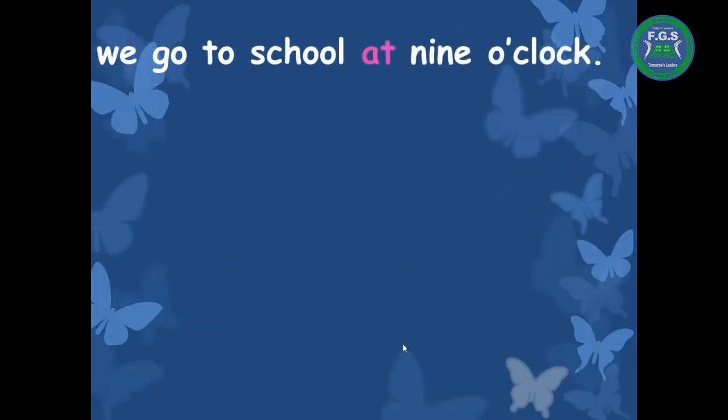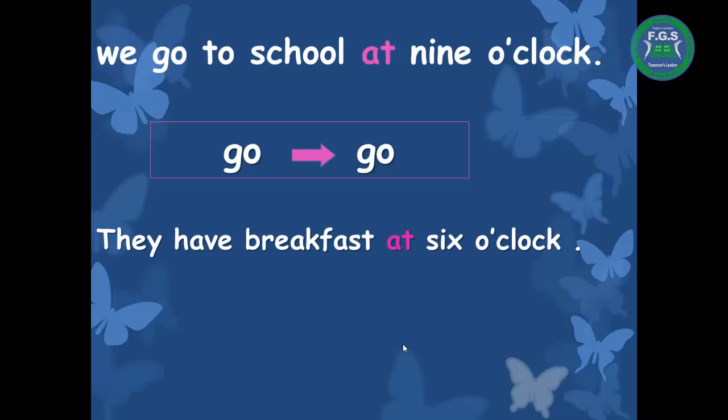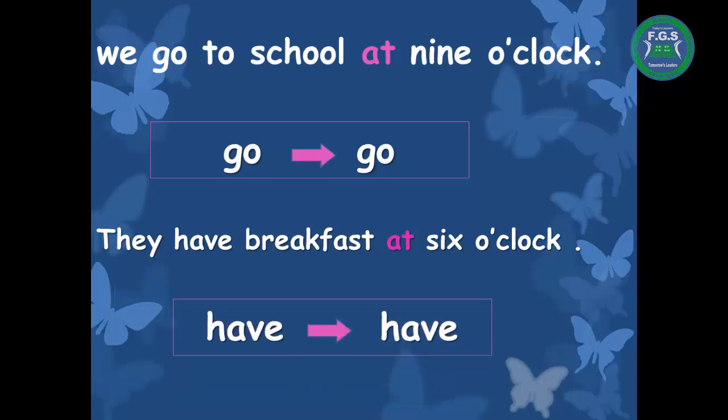But look here. We go to school at 9 o'clock. We can see the verb go. We didn't add anything to the verb. Why? Yes, that's right, because we started with we. It's a plural. They have breakfast at 6 o'clock. We use have because they is plural. We didn't use has. As you can see here, we use at before the time.